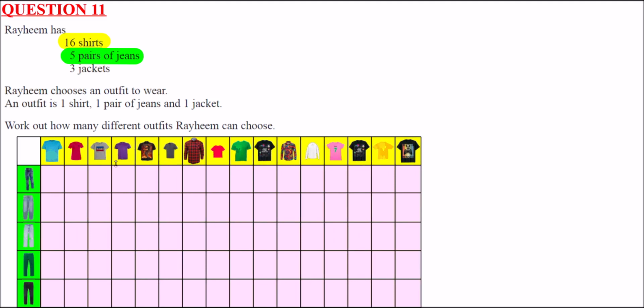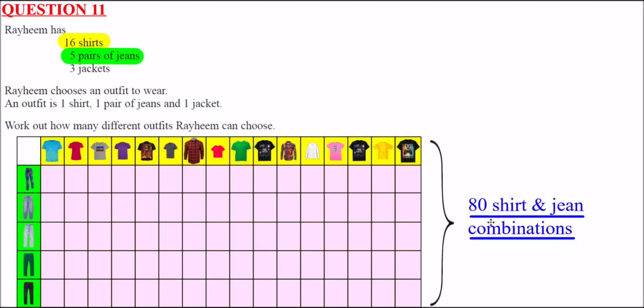You can see here there's actually 16 by 5, 80 different combinations. Each of these pink rectangles represents a different shirt and jean combination. So here he's got 80 different combinations. But for each one of these 80 combinations he's got 3 jackets to put them with.